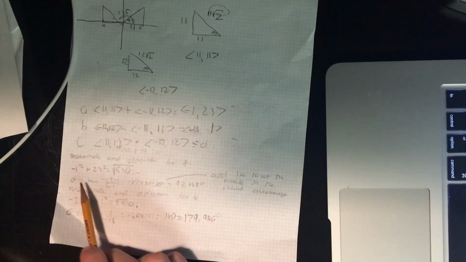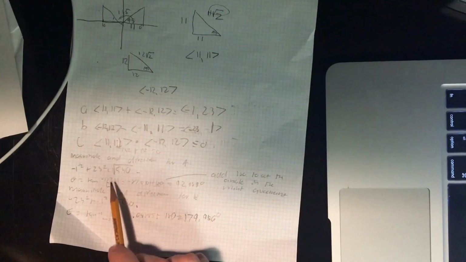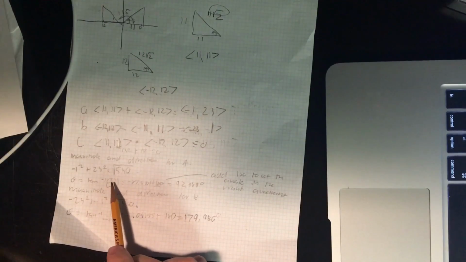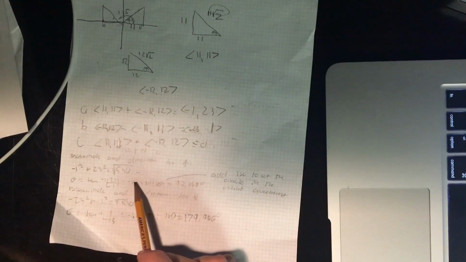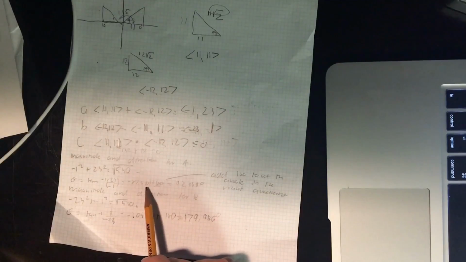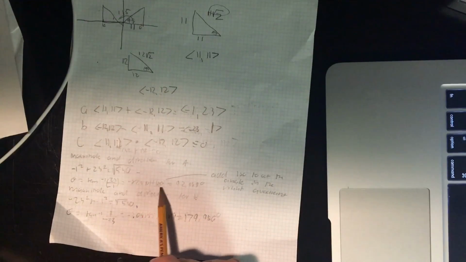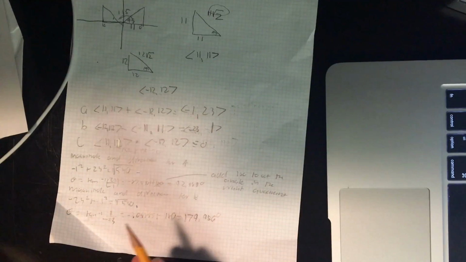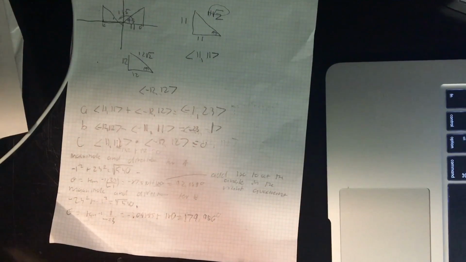We have to use inverse tangent because we have side lengths. So inverse tangent of 23 over negative 1 equals negative 87.101. A negative angle doesn't sound right, so you have to add 180 to it. You add it because you want to make sure the angle's in the right quadrant where the vector is.